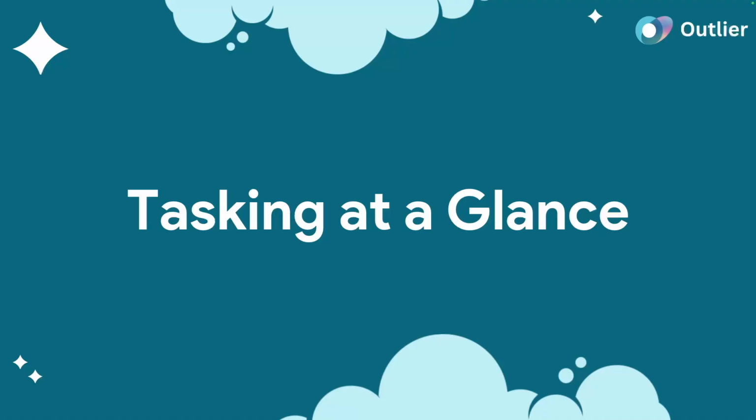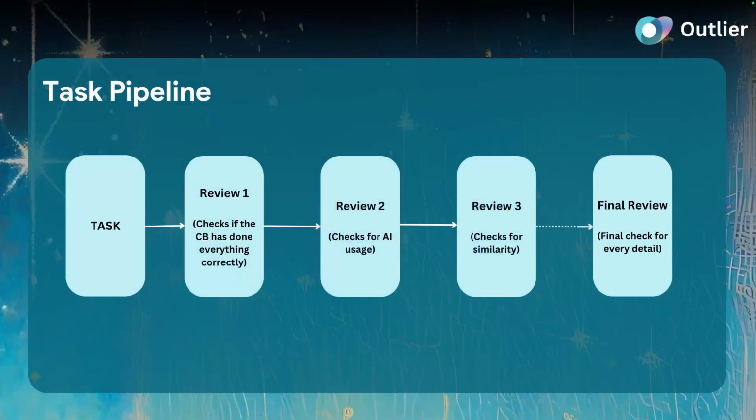Hi everyone. Before we go into what an RLHF task looks like, you need to understand the flow of a task on the platform. Think of Outlier as this massive data producing factory. The data that you produce is then used to train these models and improve their capabilities. After a task is done, it needs to pass certain quality checks to make sure that the model learns from the best possible data.